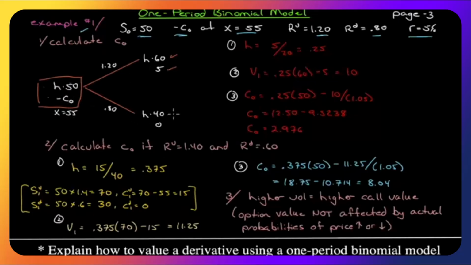If it goes down to 40, the call is worth 0. 20% down from 50 is 10 bucks. 50 minus 10 is 40. Or, again, just multiply by 0.8, right?